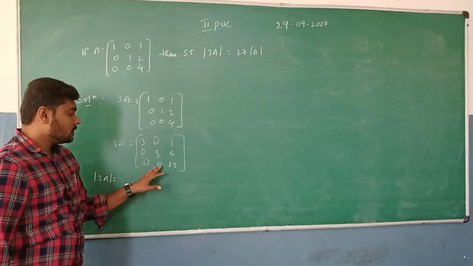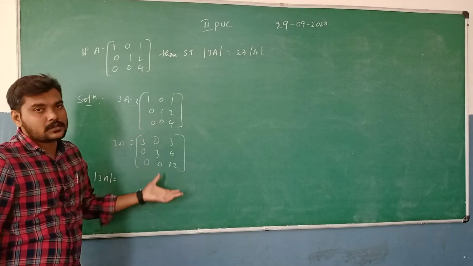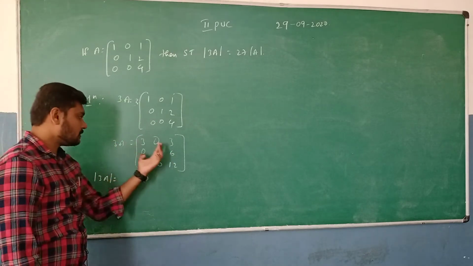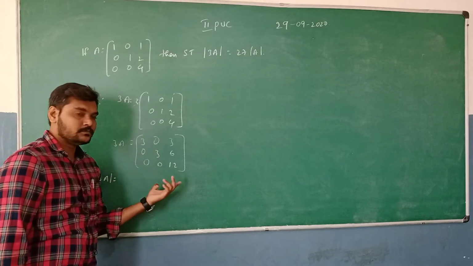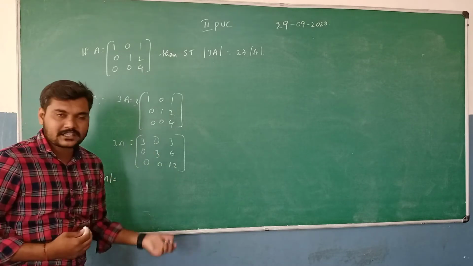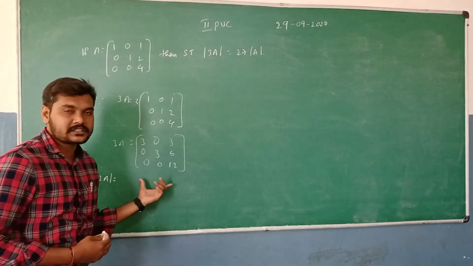So in which way do we need to solve? In which way do we need to expand here? In the first row, second row or third row, or first column, second column, third column. However you expand, the answer is going to be the same here.